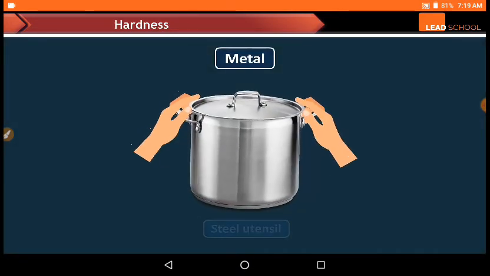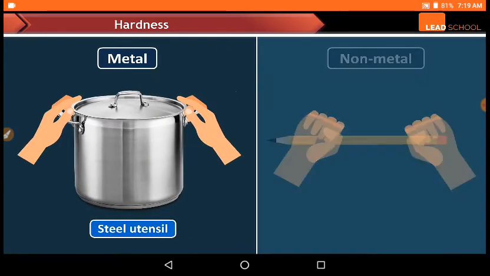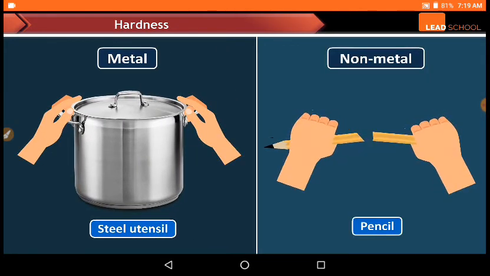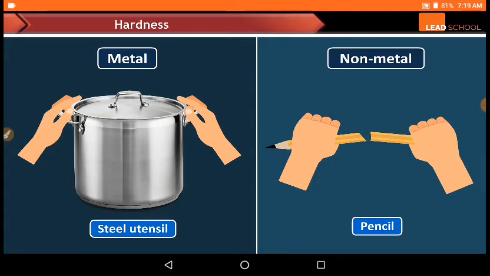Now, is it possible to break a steel or aluminium utensil with your hands? No. But if you try breaking a pencil or an eraser, it breaks easily. The first property was lustrous, the second is hardness. Metal is very hard. It cannot be broken by the hands. But non-metal can be easily broken by the hands. Here the examples are a steel utensil for metals and a pencil for non-metals.